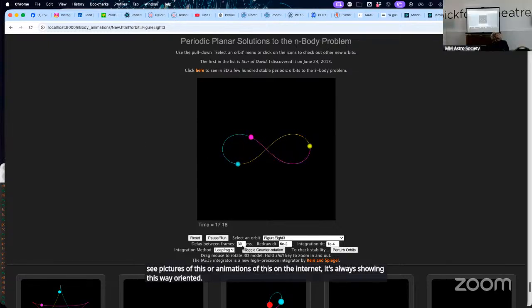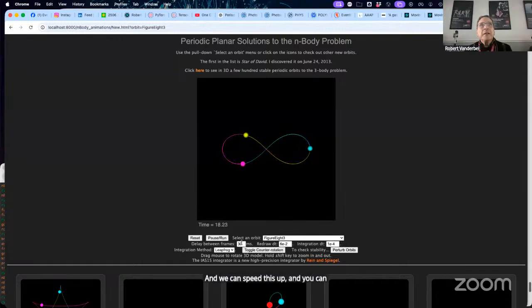And we can speed this up, and you can see... wait a minute. Oh, delay between frames, DT, 0.1, goes faster. There we go. Now we're going fast. We've gone 300 whatever time units, and it's a stable thing. We can let this go for 5 or 10 minutes. It's not going to go.